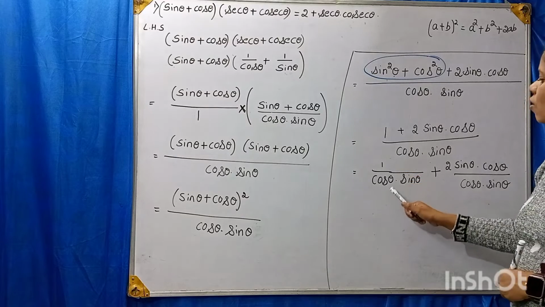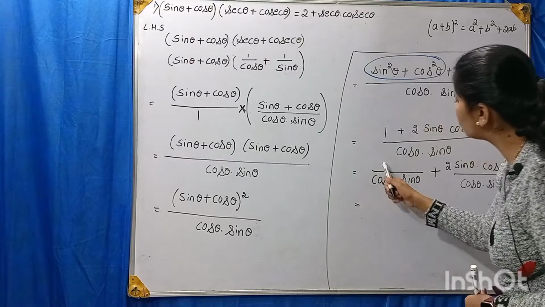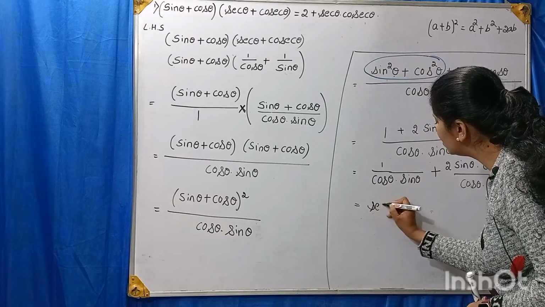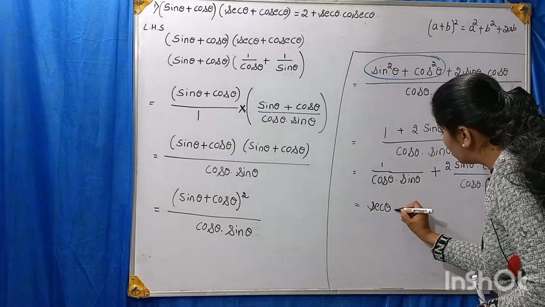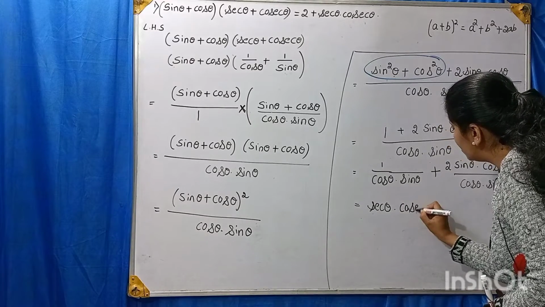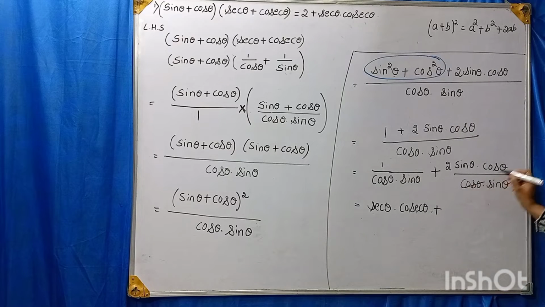Now see, 1 by cos theta is what? Secant theta, right? 1 by cos theta is secant theta. 1 by sin theta is cosecant theta, plus for this cos theta cancels, and sin theta cancels, plus 2.